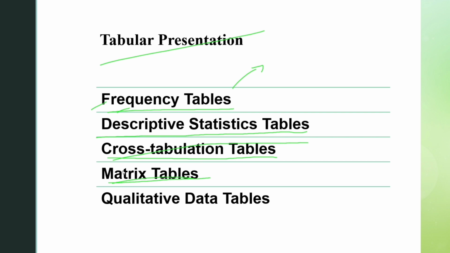Then come the qualitative data tables. So a qualitative data table will organize and summarize qualitative data such as interview transcripts or observational notes into structured tables with codes, themes and categories, and it is useful for analyzing and synthesizing the qualitative data in a very systematic manner.